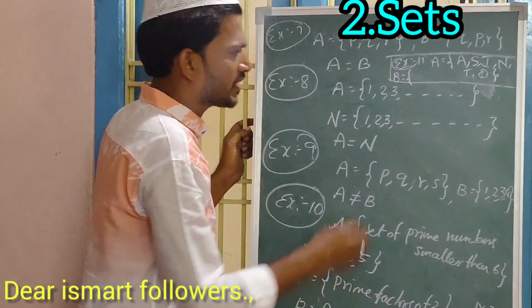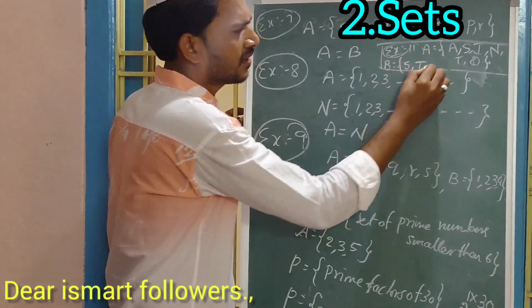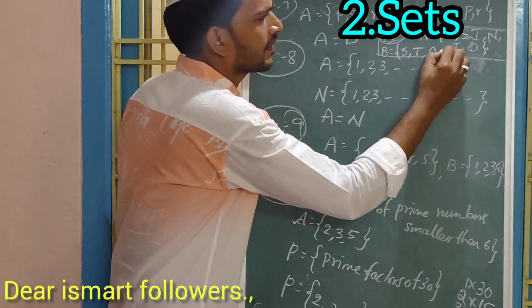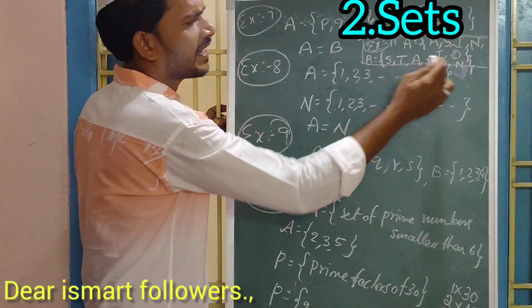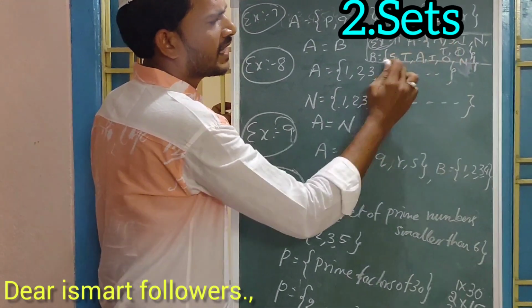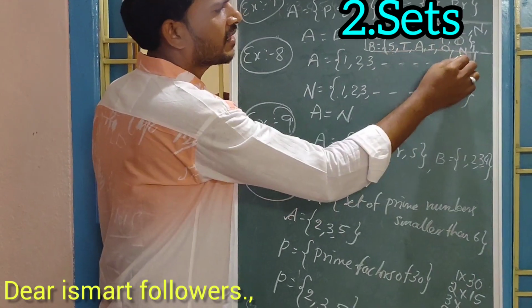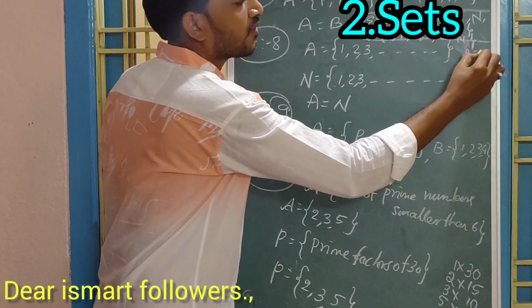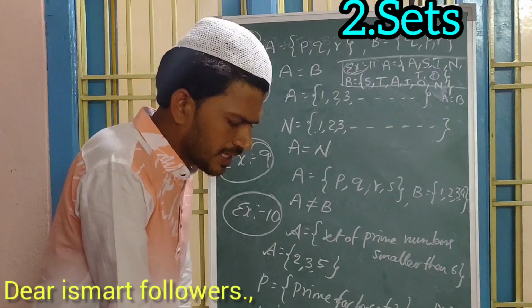Next, in the B set, the first letter is the same. Next, T, next A, next I, no need to repeat I. O. N. Now you check A. Is there A? Yes, sir. Is there the first letter? Yes, sir. Next, is I there? Yes, sir. Next, is N there? Yes, sir. Is P there? Yes, sir. Is O there? Yes, sir. That's why A equal to B. A equal to B. Next, 12th example, you see.